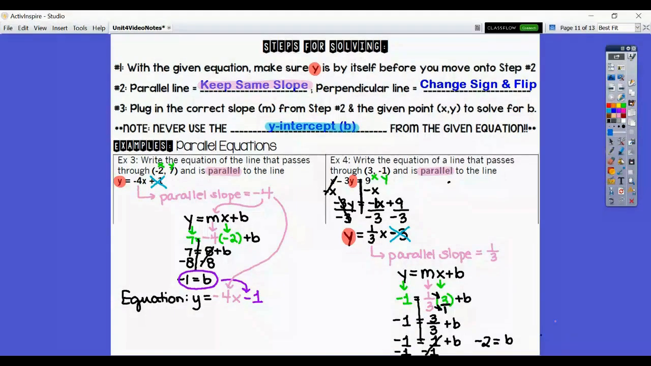We go ahead and finalize our answer by writing the equation, which is always y equals your slope in front of x, which will be a positive 1/3 in this case, which we solved for. And then you will add, or in this case, subtract the b value since it was indeed a -2.